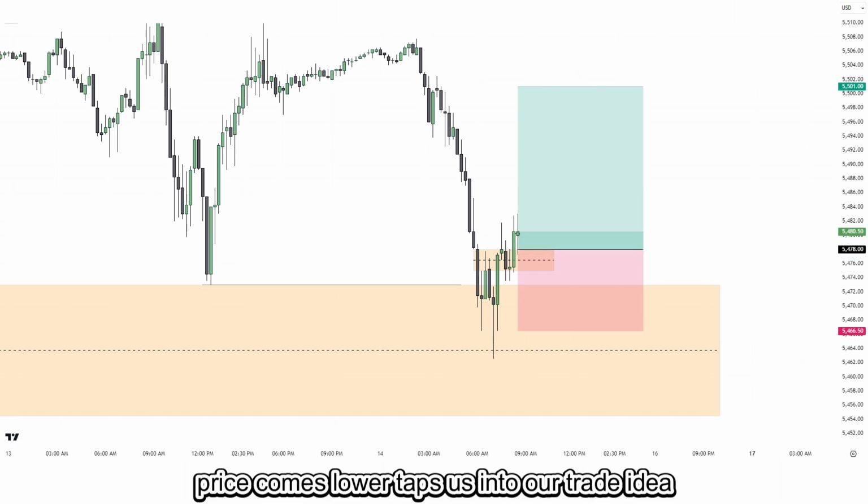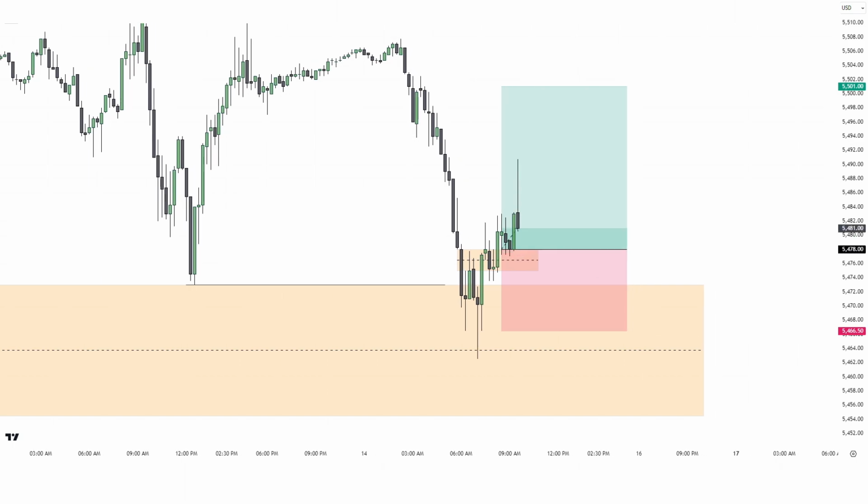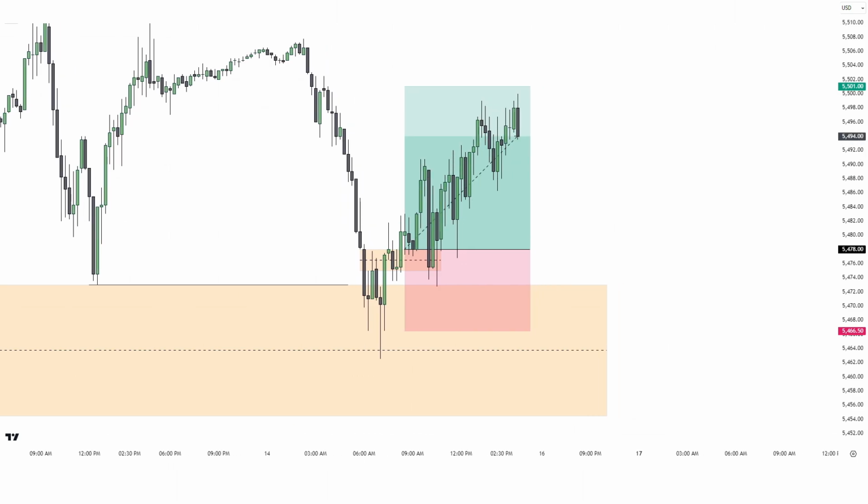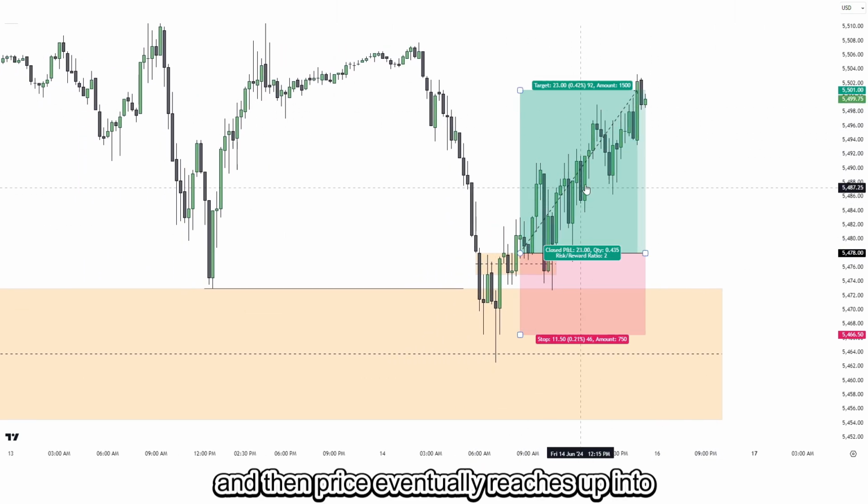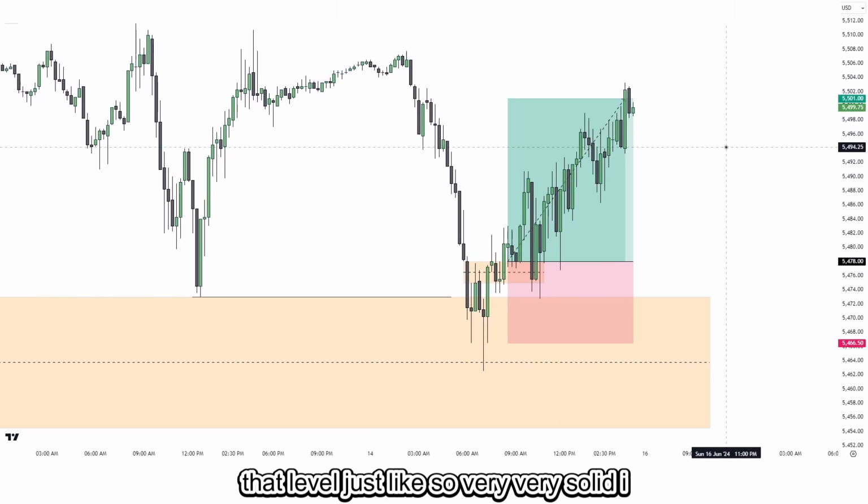Price comes lower, taps us into our trade idea. And then price eventually reaches up into that level, just like so.